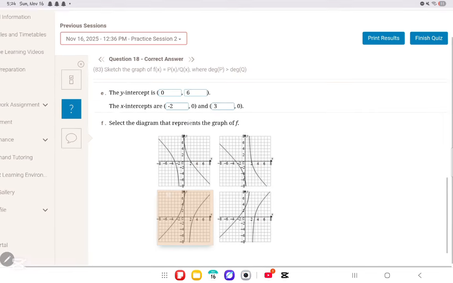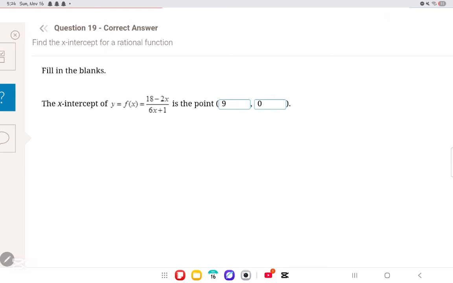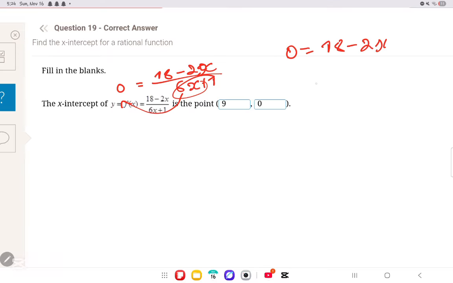Now I'll move on to the last question, which is question 19. They want the x-intercept. How do we find the x-intercept? We make y equal 0. So 0 equals 18 minus 2x over 6x plus 1. I'll move this here. So what will it be? It will be 0 is equal to 18 minus 2x. So 2x equals 18. That means x is equal to 9 and my y for sure is 0.